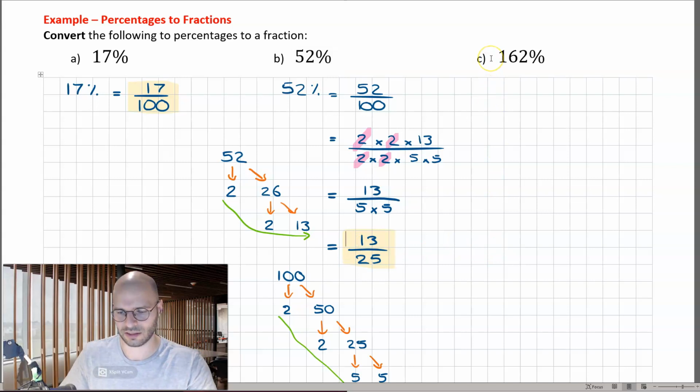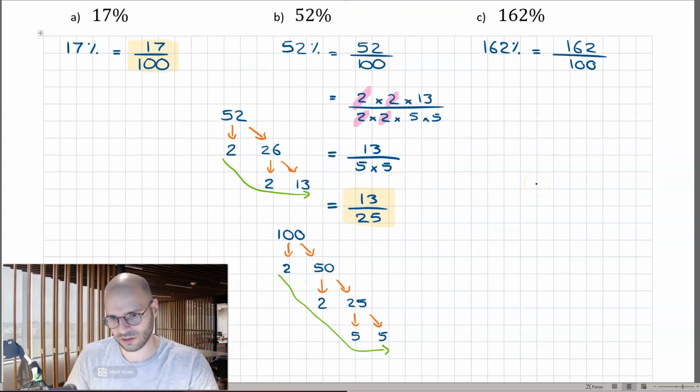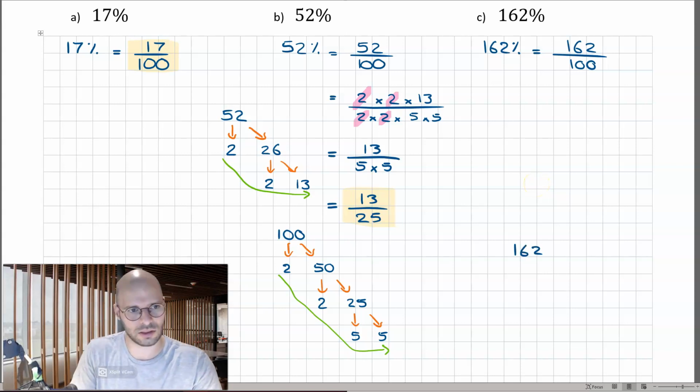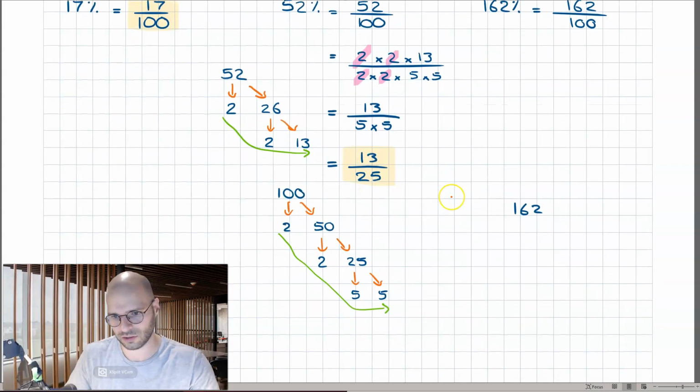Final example, C, 162%. What we're going to do is convert this into a fraction. To start off, once again, I'm going to write 162%, and then I'm going to put 162 over 100, dropping the percent sign because it's now over 100. Next, I'm going to factorize 162. So, 162. Can I divide this by 2? I sure can. 2 and 81 if I'm not mistaken.